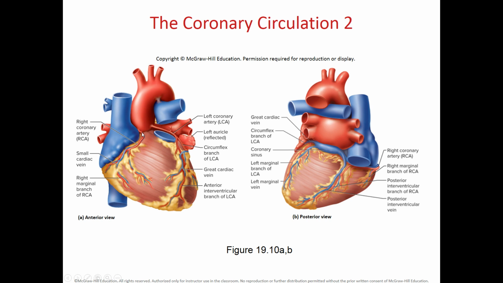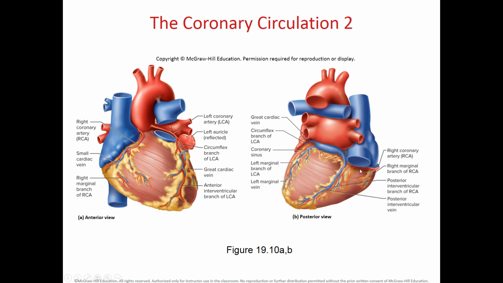And then as the right coronary artery goes to the right in between the atria and the ventricle in the atrioventricular sulcus or coronary sulcus, it will give this inferior branch that is called the right marginal branch of the right coronary artery. Why is it called right marginal? Because this is the margin of the heart and this is the right side. So this is why it's called the right marginal artery. And then you can see it here posteriorly too.